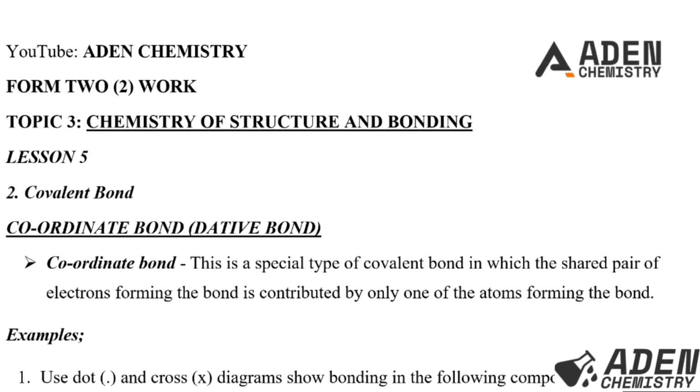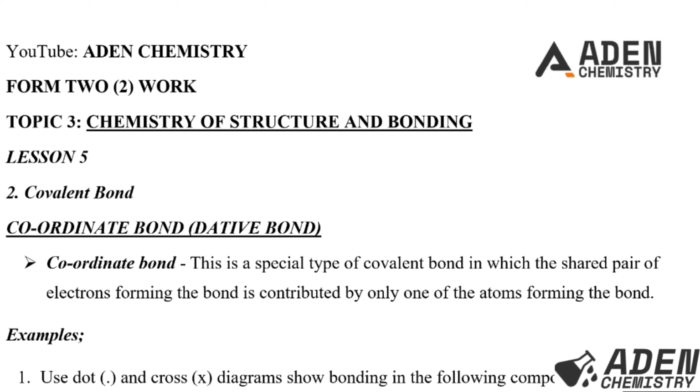Learners, remember we said we have only 3 types of bonds. One of them is ionic bond, the other one is covalent bond, and the other one is called metallic bond. So know that coordinate bond or dative bond is not a type of bond, but it is just under covalent bond. So we start by knowing the definition of coordinate bond. We're saying coordinate bond is a special type of covalent bond in which the shared pair of electrons forming the bond is contributed by only one of the atoms forming the bond.